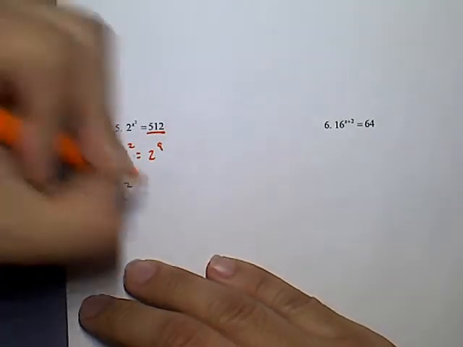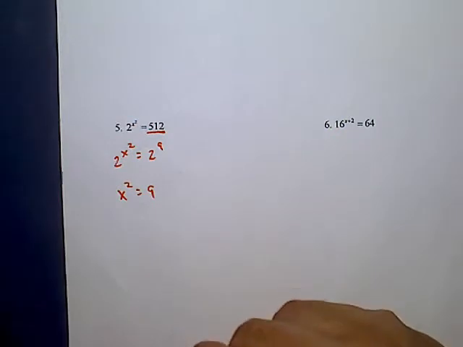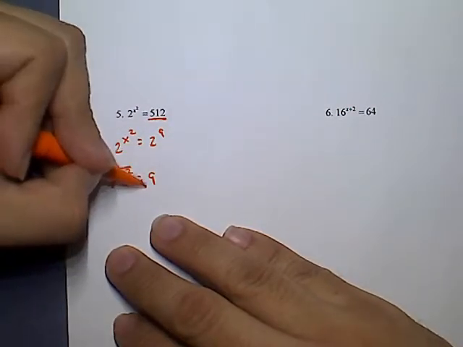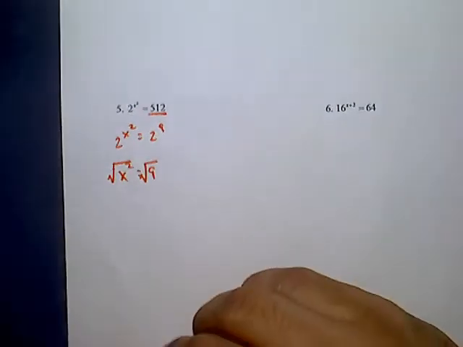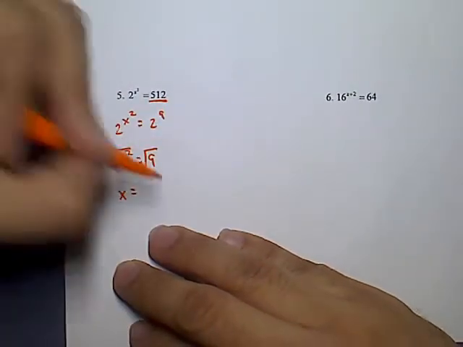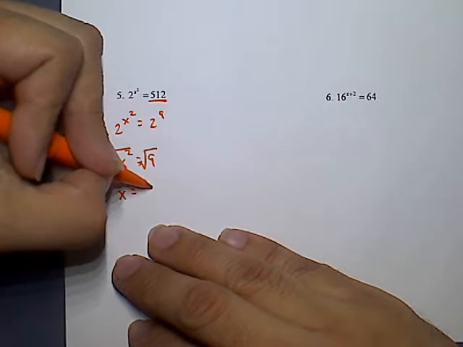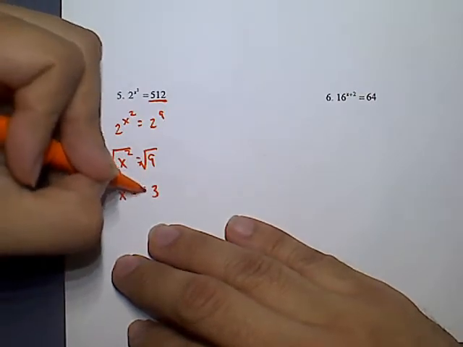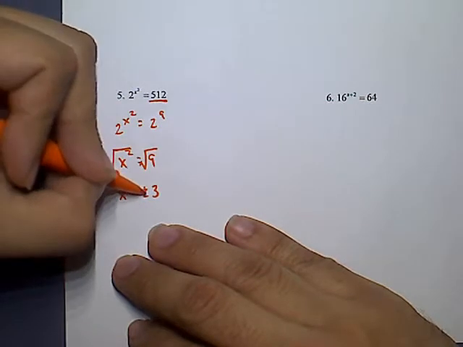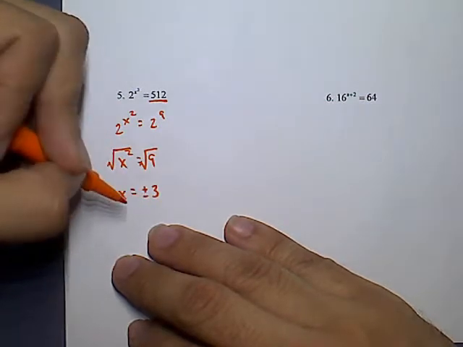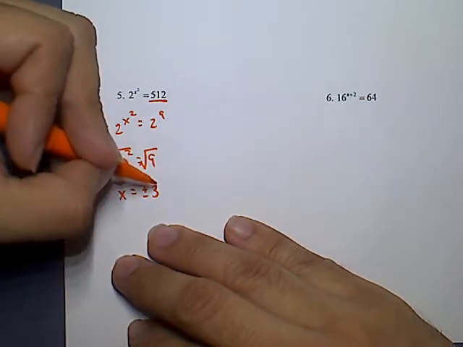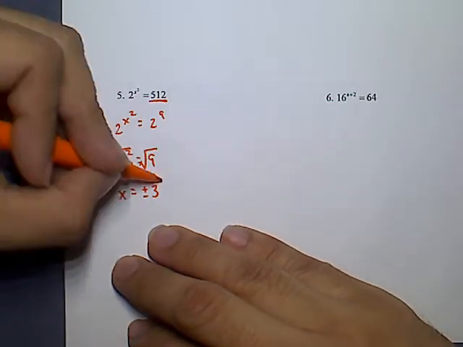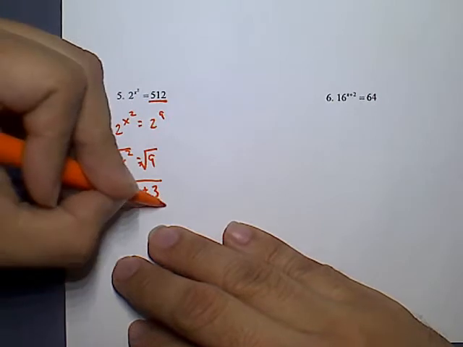x squared equals 9. And so now we have to solve, and we solve by square rooting. But the square root of 9 is 3. However, it's not just positive 3. It's also negative 3, because negative 3 times negative 3 is 9, and 3 times 3 is also 9. So whenever you are getting rid of a square, you need to remember that it is positive or negative.